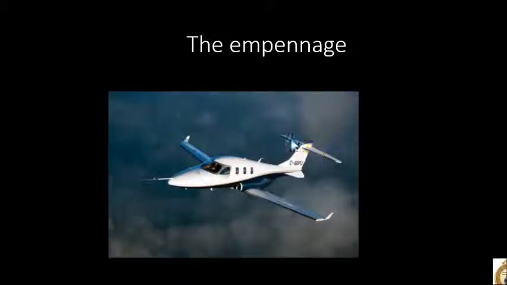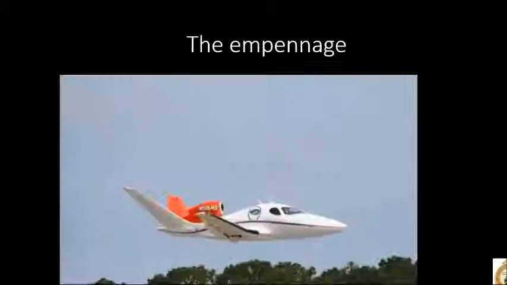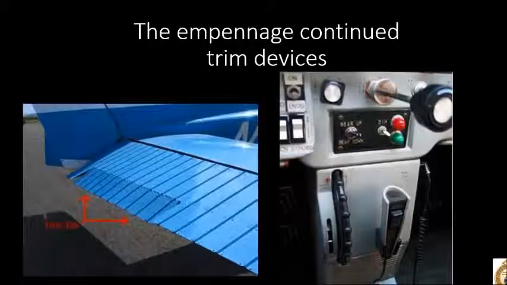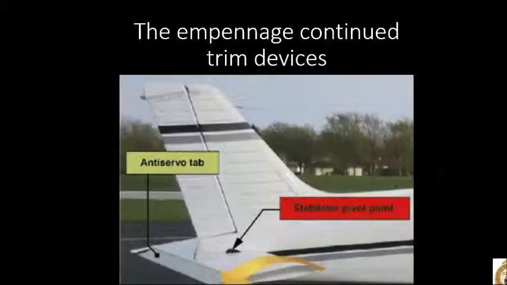This aircraft is a T-tail, so it's still an empennage, it's still a tail section. The next slide we have a V-tail, V as in Victor, but it's still a tail section. Here we have a trim tab. This is just a picture of the trim tab and the trim wheel, how it's controlled. We'll go in depth into that later.